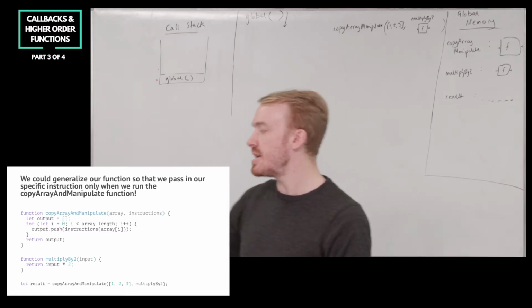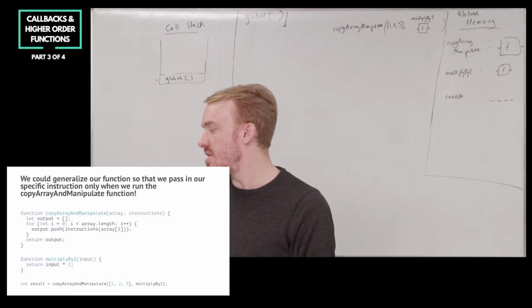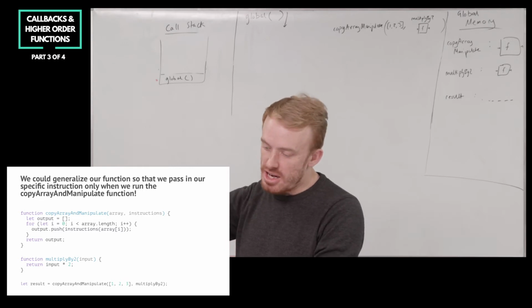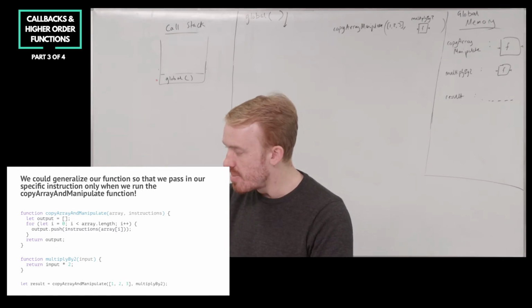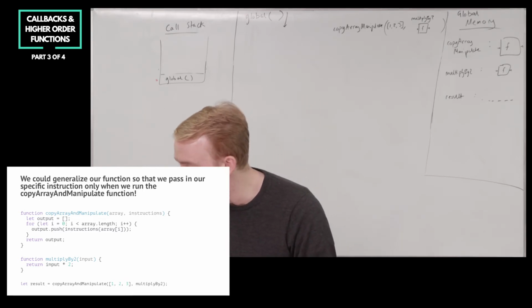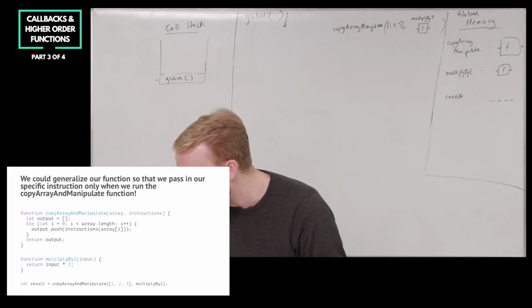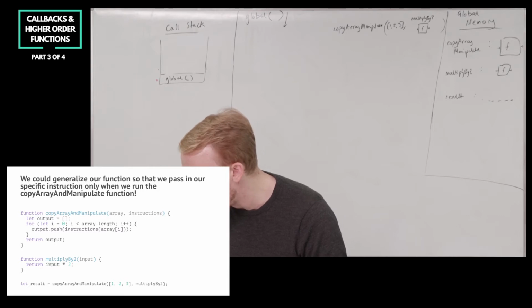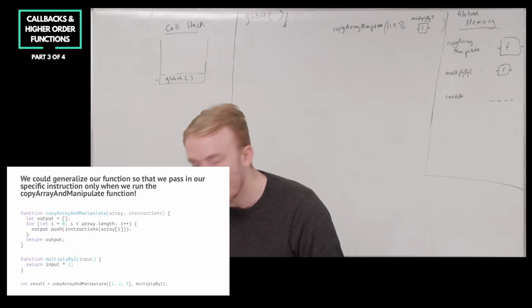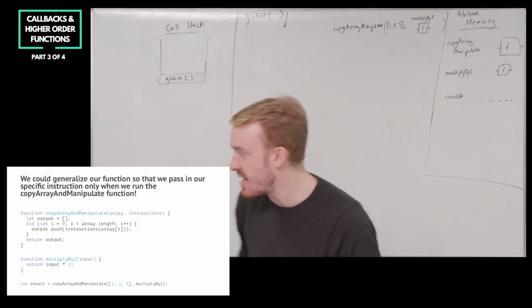And so wherever you see instructions inside of this function, it's going to be switched out for multiplyBy2, meaning we're going to see something like multiplyBy2 being run with the input of array position 0, then 1. We're going to get there in a second.